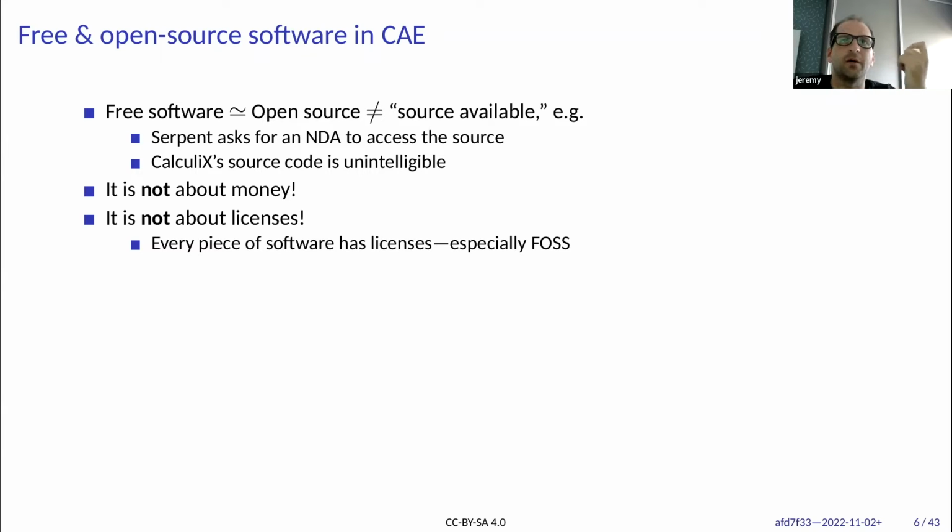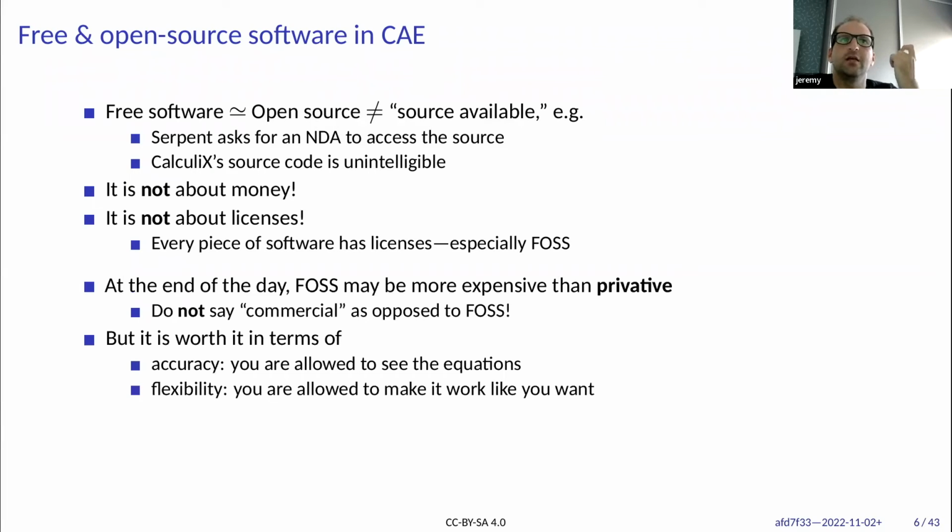So again, it's not about money, it's not about licenses, because free and open source software do have licenses that you have to comply with. But again, it's not about money. The importance is that you can see what's going on. You can hire somebody to tell you what's going on. You can modify it, or you can hire somebody to modify it for you.